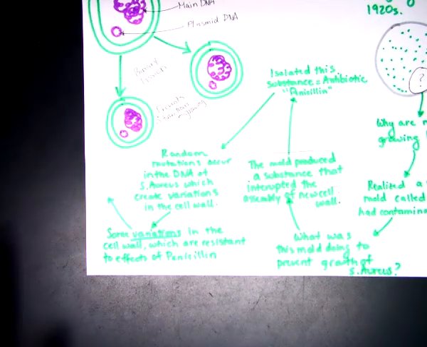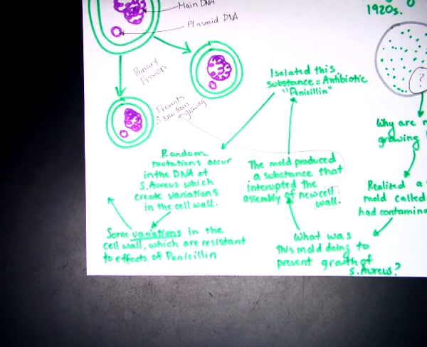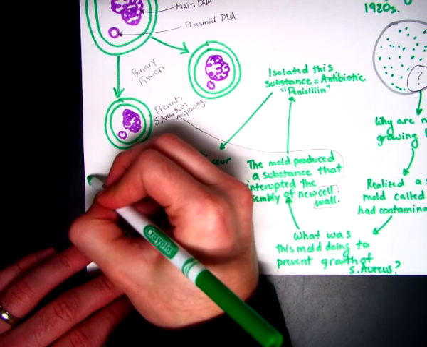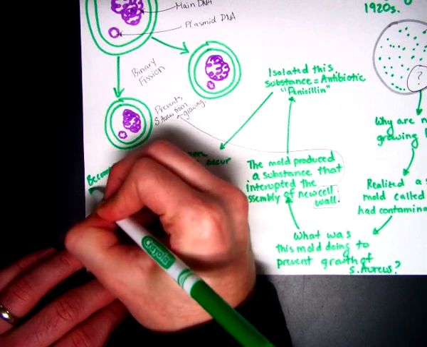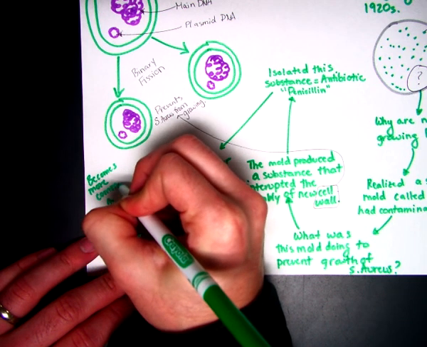And based on what we know about adaptation, what's going to happen to the frequency of that variation in the population? Is it going to become higher or lower frequency? Higher, right? Over time, the ones that survive that have these variations are able to divide or reproduce, and therefore that variation in cell wall is going to become more and more common.